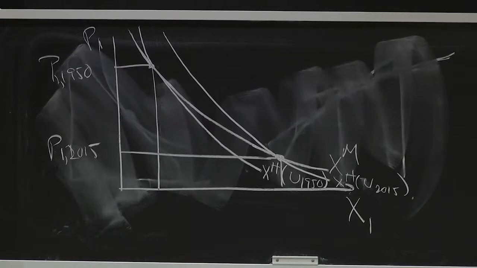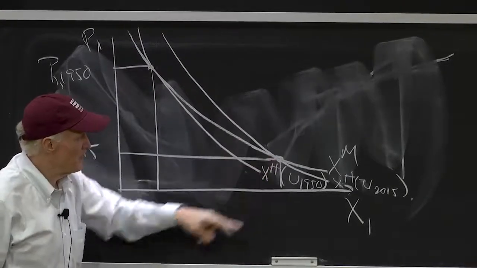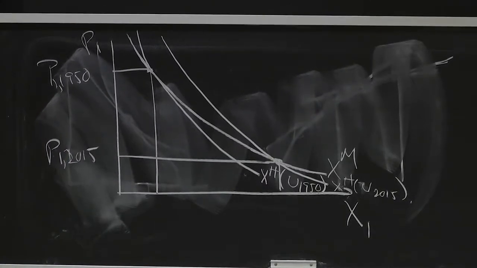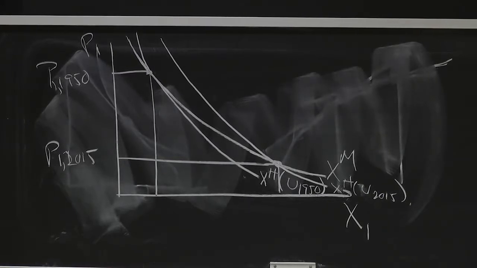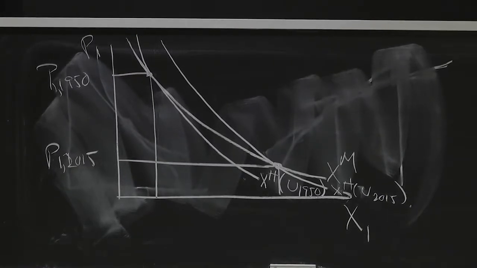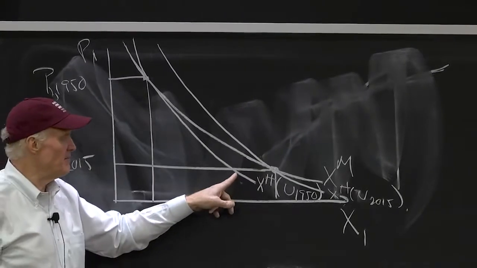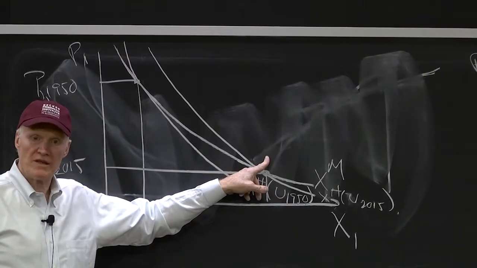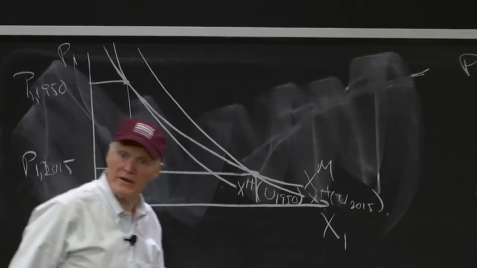So I would have my Hicksian demand curve from 1950, my Hicksian demand curve for 2015, and neither one of those is an approximation. They're both exact answers to different questions. One is, how much cheaper was it to obtain the 1950 level of utility? And the other is, how much cheaper was it to get the 2015 level of utility? That's really the question.